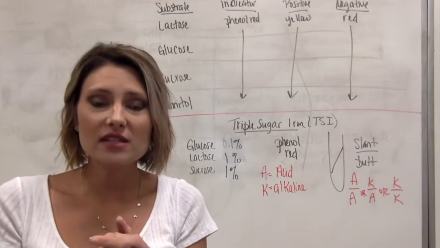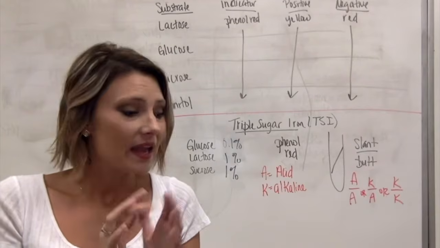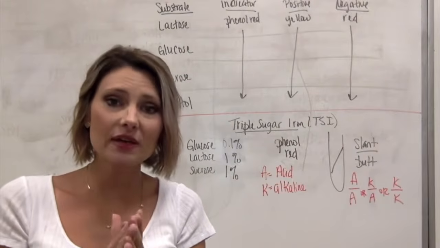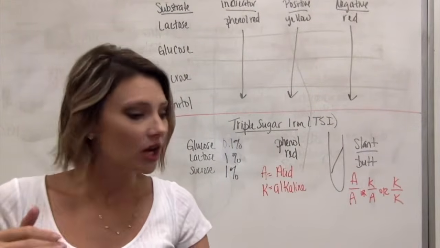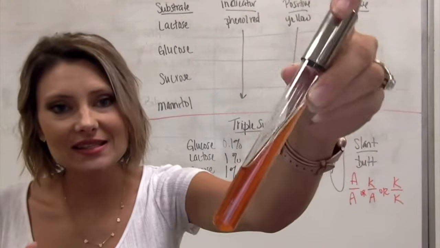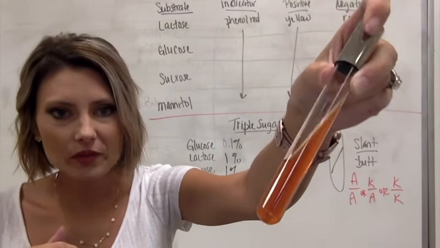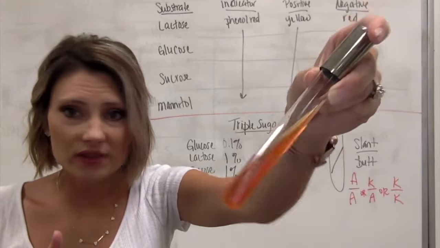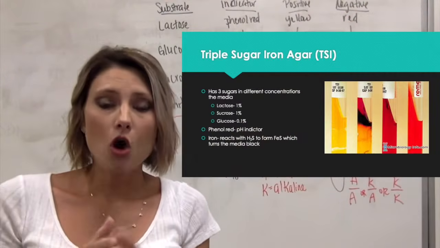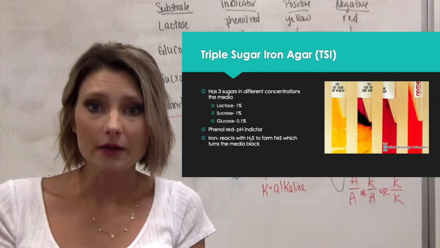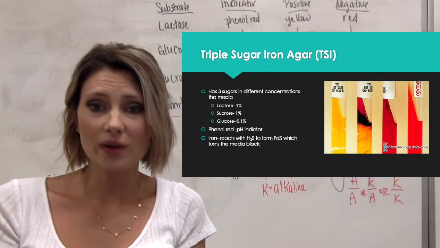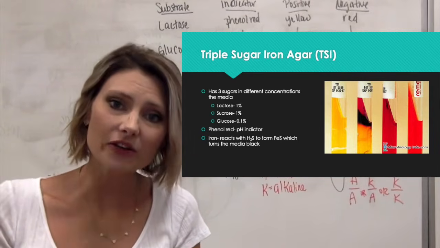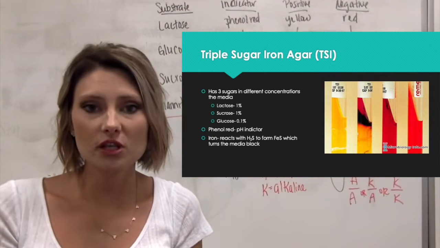Now, we're going to move on to the TSI or the triple sugar iron. This test is done with the carbohydrate fermentation because it's looking at the same stuff. This is a TSI tube, so it's a slant, and you'll notice that it's also red. So let's talk about what's in this media. It's called triple sugar iron. That means it's going to have 3 sugars in it, and it also has iron in it. It also has other things too, but those are the things we're going to focus on right now.